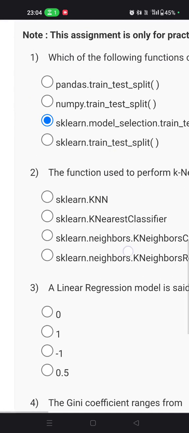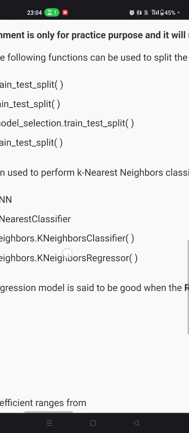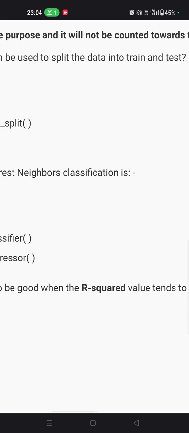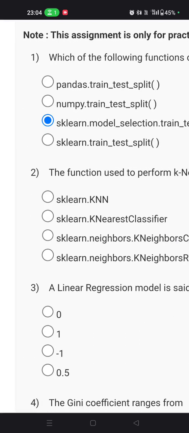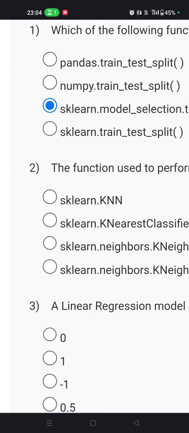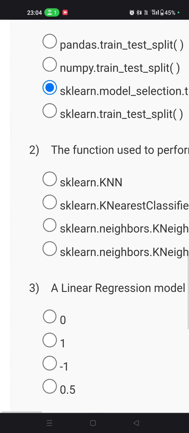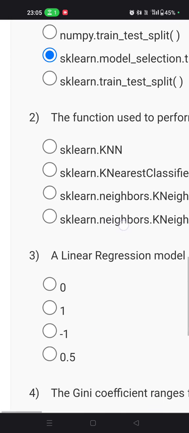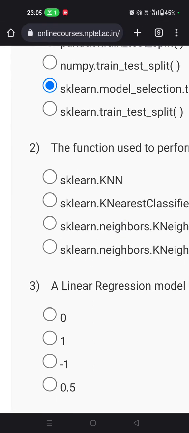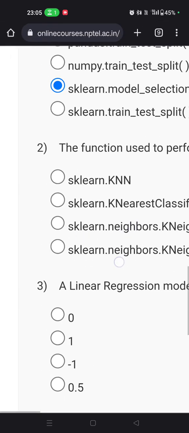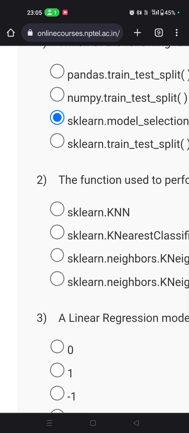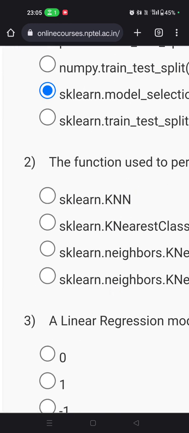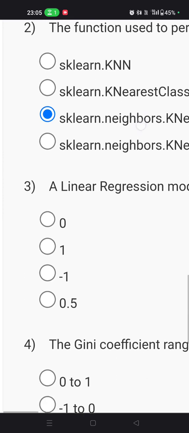And the second question: the function used to perform k nearest neighbor classification is... The k nearest neighbor algorithm uses proximity to make classification or prediction about the grouping of individual data points. So for question number 2, the answer will be the third one.